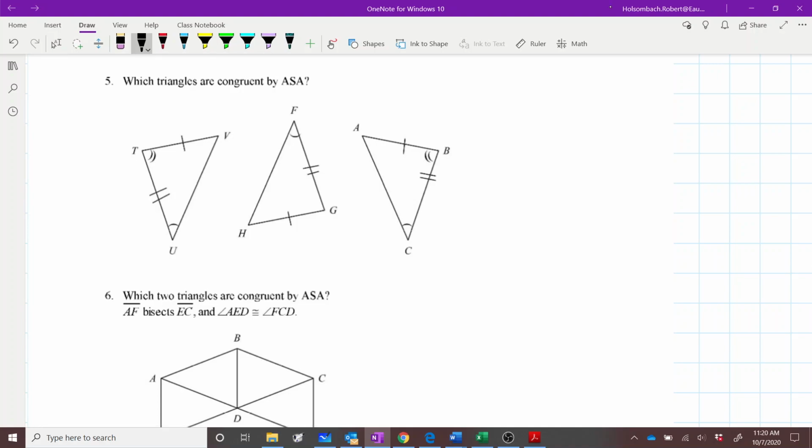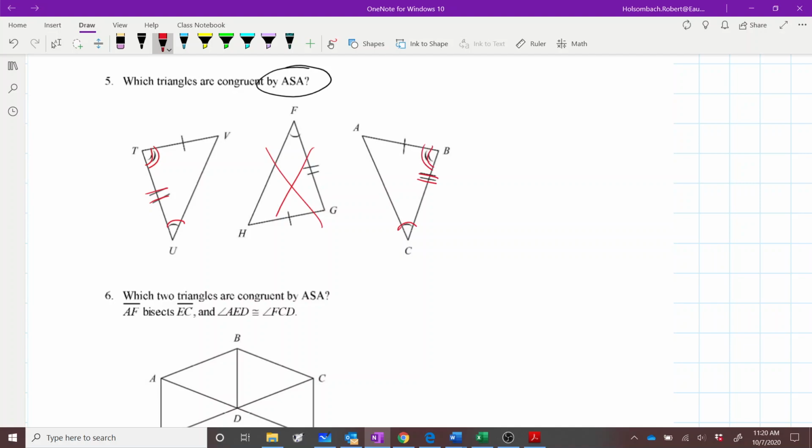Which triangles are congruent by angle, side, angle? Alright, so here I see an angle, a side, and an angle. In this middle case, the angle is not included. It's not angle, side, angle. We need a second angle. We don't have a second angle here. Can't use that one. Now over here we have an angle, a side, and another angle.